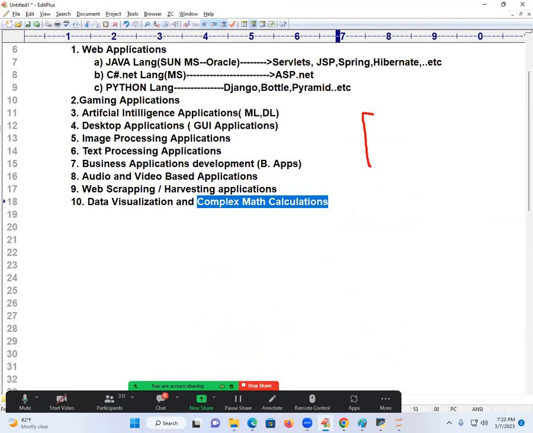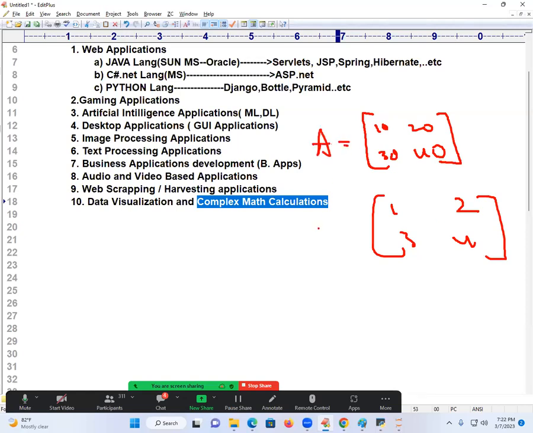You take a simple example. This is called what? 10, 20, 30, 40. This is called what? 1, 2, 3, 4. What is this called? A is equal to... What is this called? B is equal to... What is that? Matrix. You learned it in 8th class, 9th class. What is the real-time purpose of matrix? Nobody knows.